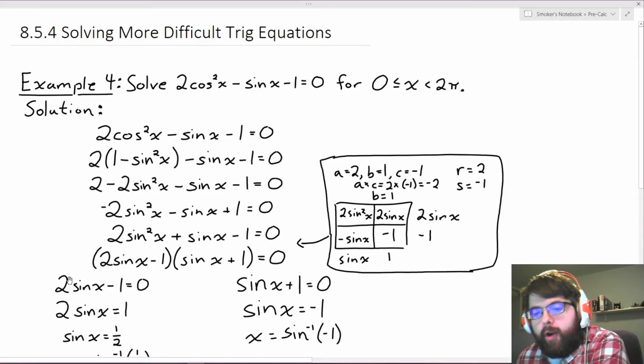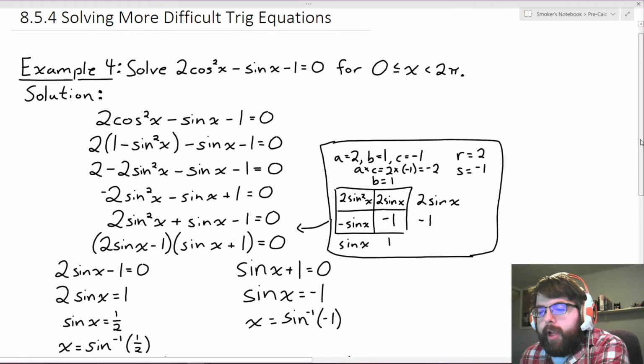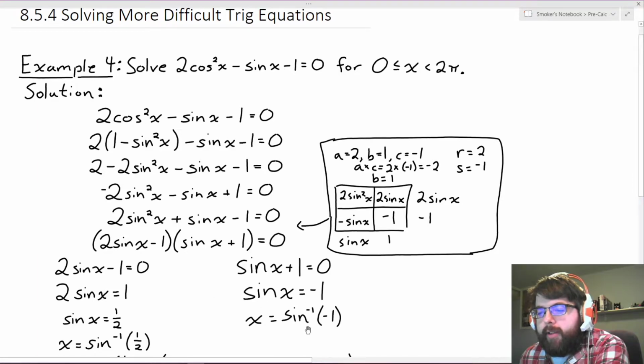So my two branches are 2 sine x minus 1 equals 0, and sine x plus 1 equals 0. Solving both of these for the trig function first, add 1 to both sides, divide both sides by 2, and you get sine x equal to 1/2. Over here, you just have to subtract 1 from both sides, and you get sine x equal to negative 1. Then you take the sine inverses of both sides, and x will be equal to sine inverse of 1/2.